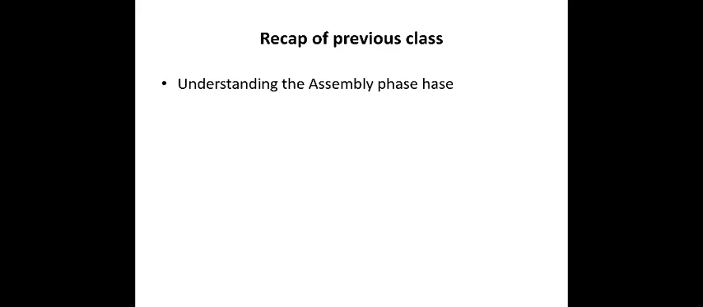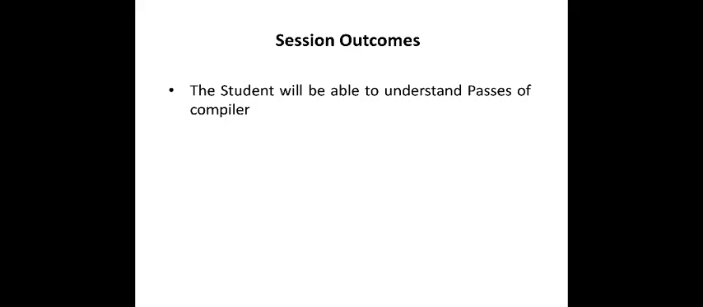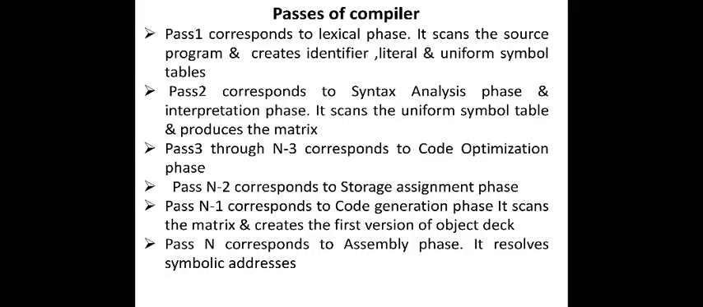So before that, let us have a short recap of our previous class. In the previous class, we have understood about the assembly phase of our compiler. The learning objective of this session is to understand the passes of our compiler. So the session outcome: the student will be able to understand all the passes of a compiler.